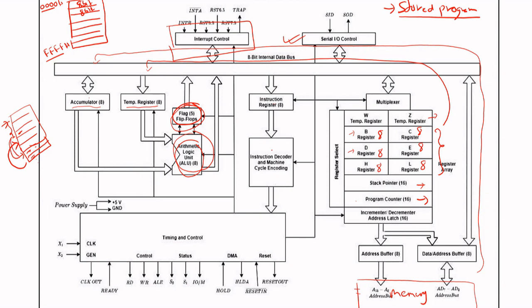So during such a jumping scenario, or breaking the procedural oriented scenario, the microprocessor has to know where it broke off from and where it needs to go back. In that case, such addresses are stored in the stack pointer here. The increment decrement latch actually increases or decreases the program counter as per our need. So this is it for the architecture of 8085.